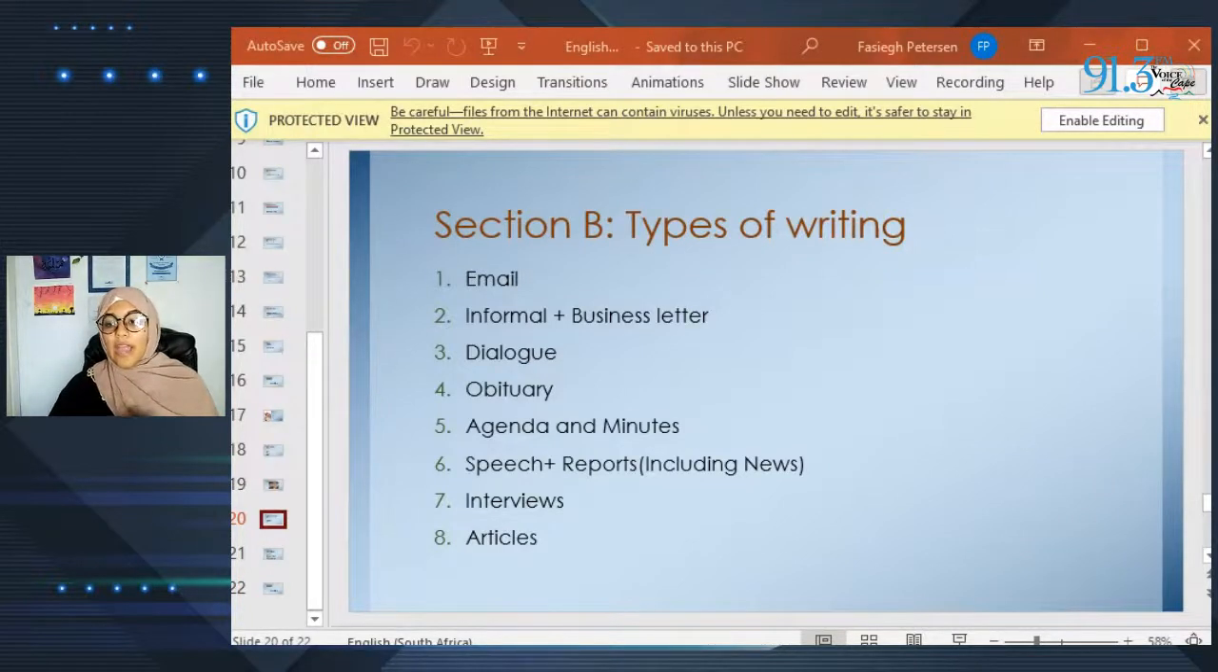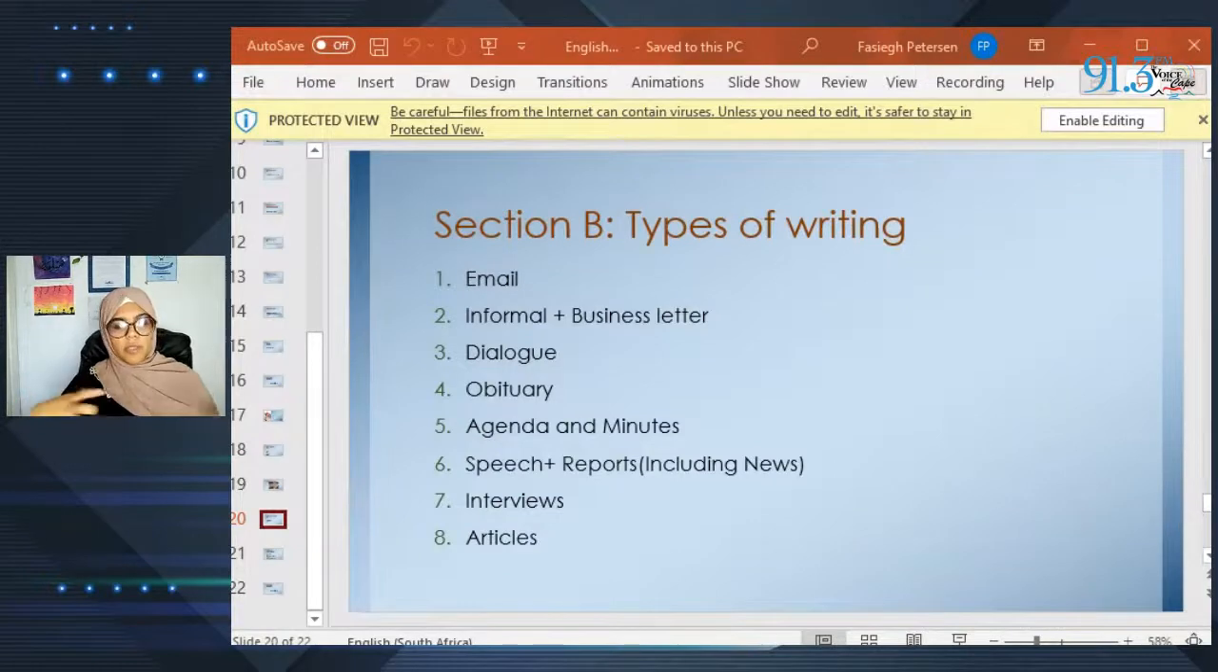And now when we go to the second section, and this is in the English paper, we have different types of writing. So we have emails. An email follows a specific format, right? Nowadays it's less formal compared to what it used to be, but nevertheless, it's still an email and has a structure. Then we also have informal and business letters, or also reports.